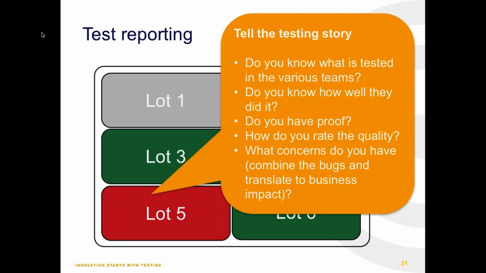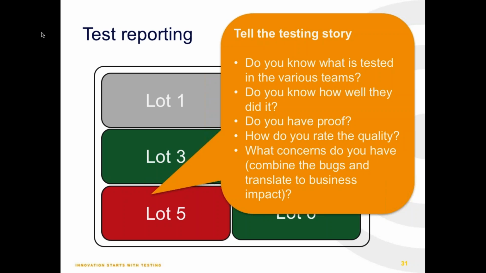So test reporting is telling a testing story, and as an overall quality manager or test manager, I think you should be able to tell this testing story to a certain extent at all times. So you need to know what's being tested by the various teams. You might not know all the details, not all the scripts, all the test cases, but you need to know and highlight what it is. You need to have some idea of how well they did the testing, and you might want to have proof, and depending on the organization, that's an essential thing for the governance as well. So you should address what should we write down or not.